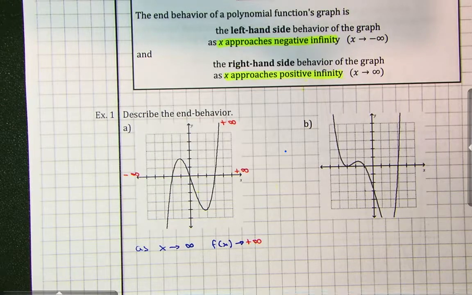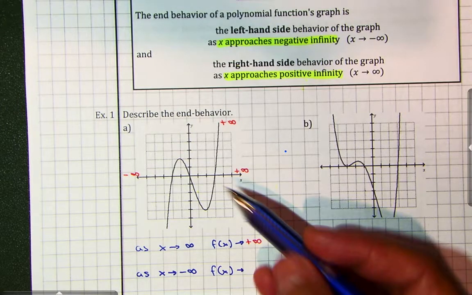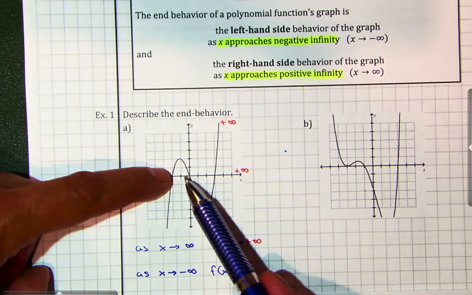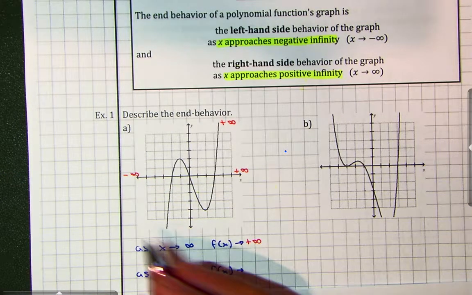And now we're going to do another statement for the left-hand side behavior. So as x approaches negative infinity, f of x will approach... So as we go over to the left, the graph is going to negative infinity.